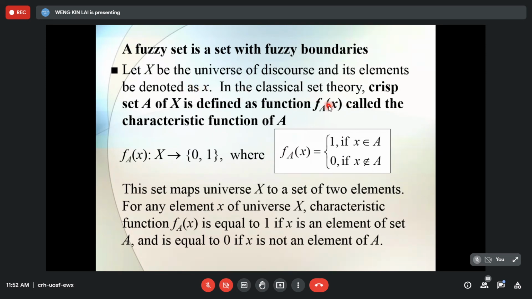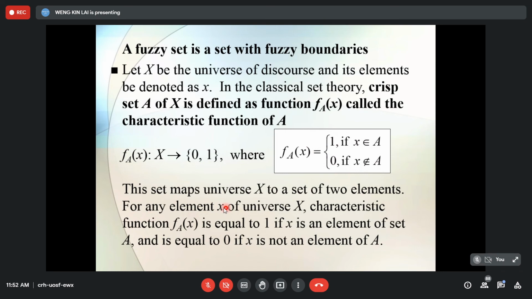In the classical set theory, which is crisp theory or Boolean, the set A of X is defined as a function f_A(x), called the characteristic function of A. Right, this one is just for your information. Don't worry about memorizing it. So in this case, your f_A of x will be x mapping into 0 and 1, where this is your Boolean. So if x belongs to the set A, it's a 1 membership, otherwise it's 0. So this maps the universe X to a set of 2 elements. This is 1 or 0.